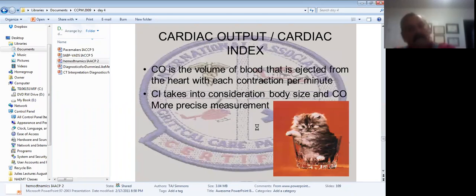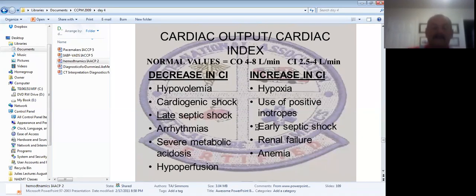So what are you going to get from your Swan-Ganz catheter? Well, a boatload of information. You're going to get cardiac index and cardiac output. Cardiac output is the volume of blood ejected from the heart with each contraction. Cardiac index is really the one that we use; cardiac output is not really used that much anymore. CI is essentially cardiac output that factors in body size, so it takes out the really large factor or the really skinny factor. CO is 4 to 8 liters per minute. CI is 2.5 to 4 liters per minute.